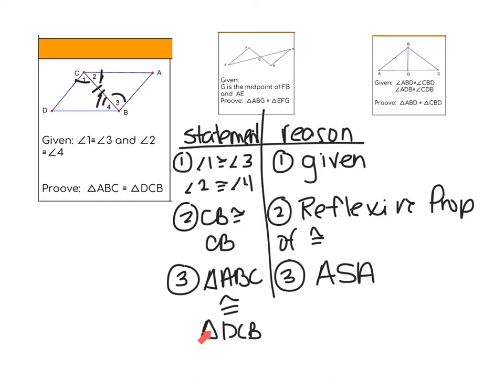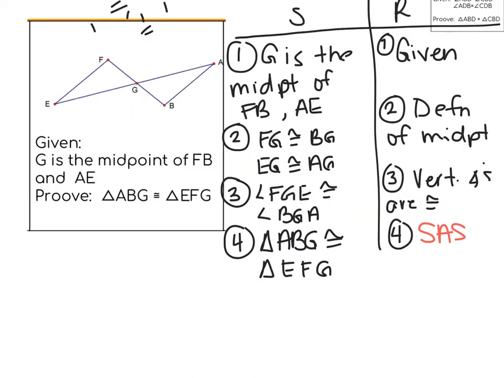So triangle ABC is congruent to triangle DCB by angle, side, angle. Okay, let's take a look at the second proof.